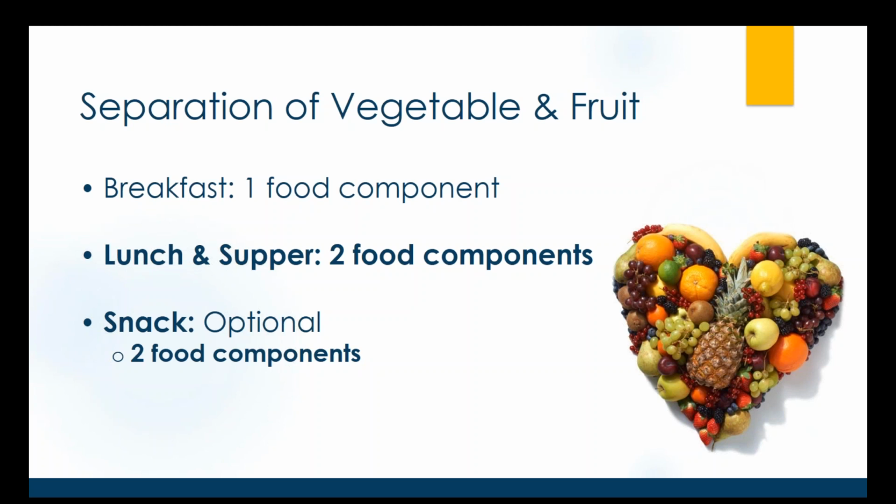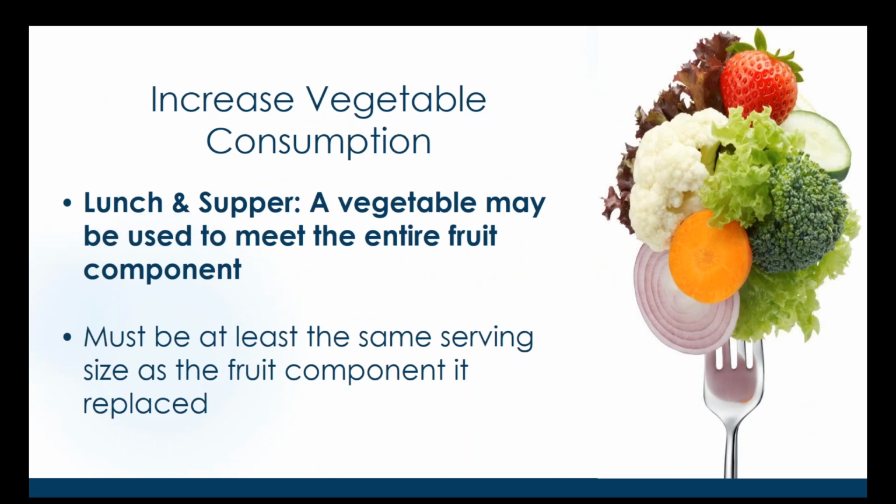Vegetables and fruit are still a combined component at breakfast meals. This means vegetables, fruits, or a combination of both may be served at breakfast to meet the fruit and vegetable component requirement. To help increase the amount of vegetables eaten by CACFP participants and to provide greater flexibility to the menu planner, the updated meal pattern requirements allow a vegetable to be used to meet the entire fruit component for lunch and supper. For example, during lunch, a serving of broccoli and a serving of carrots could be included as part of a reimbursable meal.